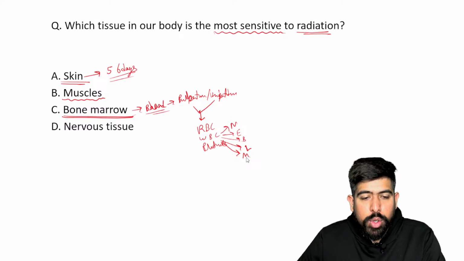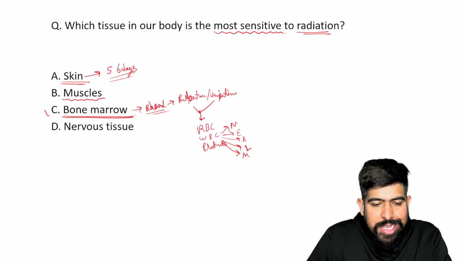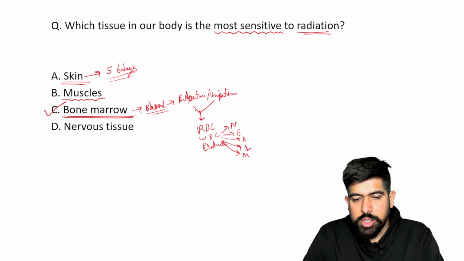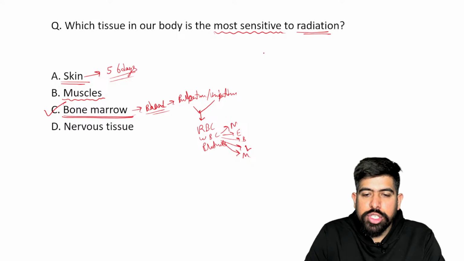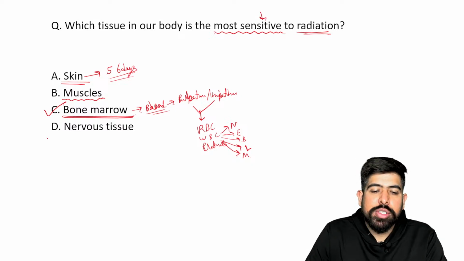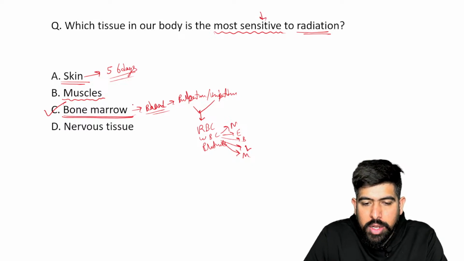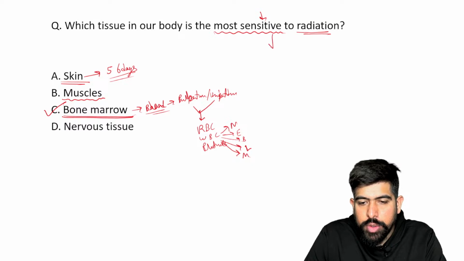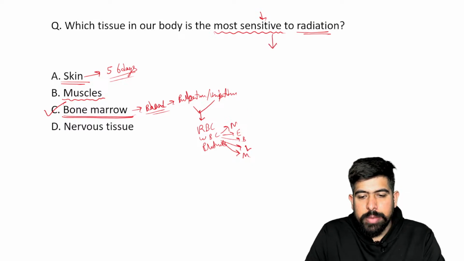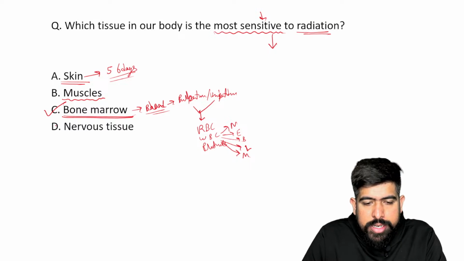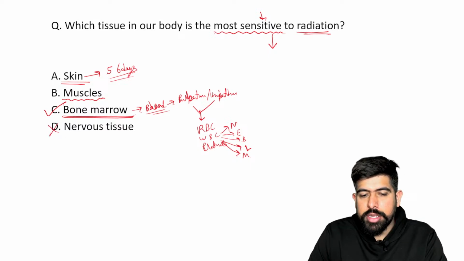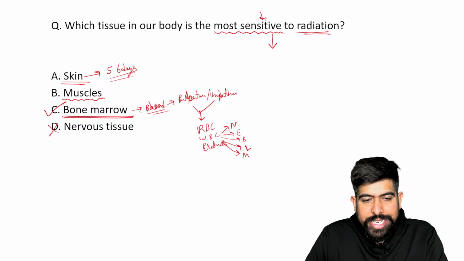So the cells that are more radiosensitive are those with rapid division. The stem cells of the bone marrow are the most radiosensitive. Now my next question to you: is there any other radiosensitive organ you know about? Let me know in the chat box where we have rapid division. Guys, nervous tissue does not have rapid division. Please remember, nervous tissue is not among the most radiosensitive.